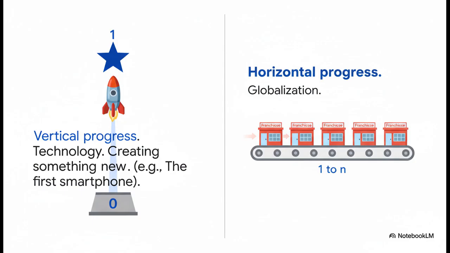0 to 1, on the other hand, is vertical progress. It's technology in the broadest sense of the word. It's creating something brand new where there was nothing. Thiel's whole argument is that we've become obsessed with horizontal progress and have kind of forgotten how to do the hard work of vertical progress.